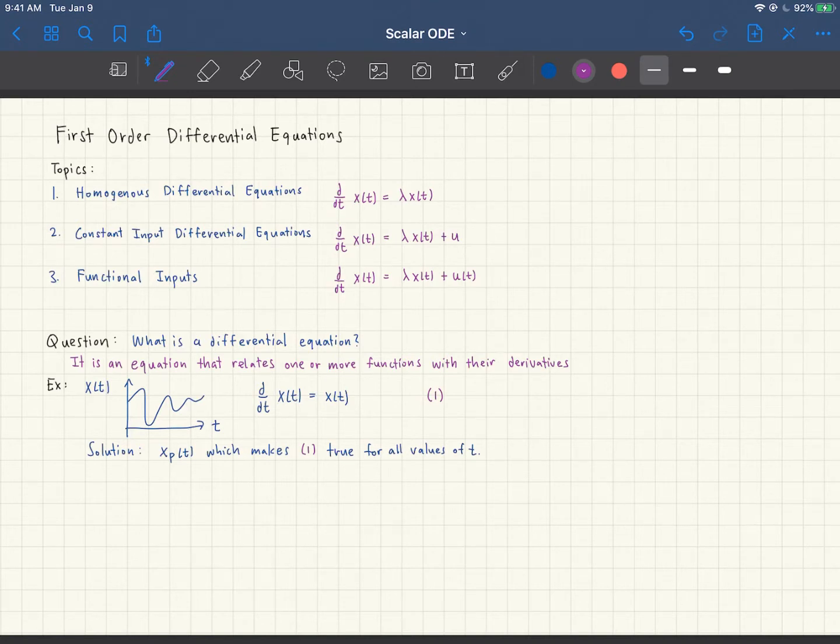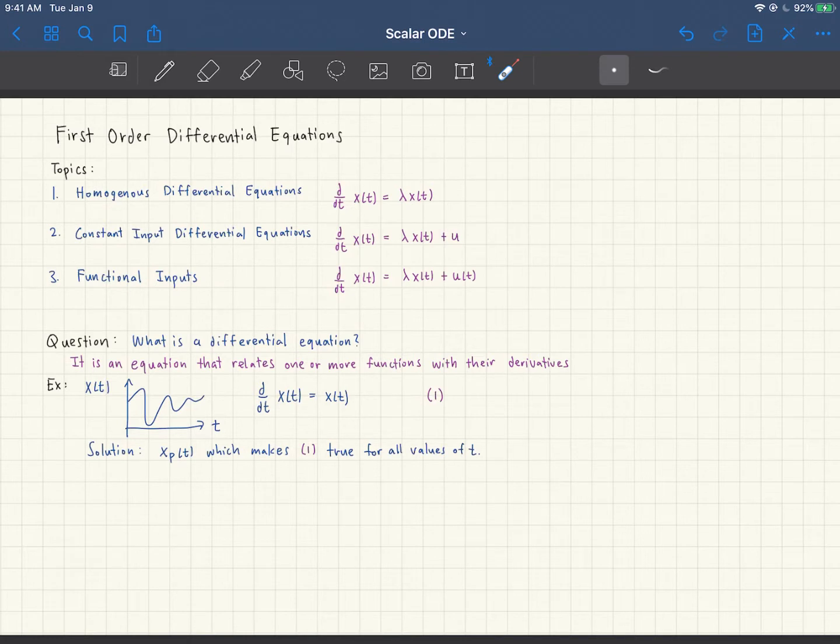In this series of videos, we're going to be going over first-order differential equations. So some topics we're going to be going over today are homogeneous differential equations, so things of the form dx/dt is equal to lambda x of t, constant input differential equations, so things of the form dx/dt is equal to lambda x of t plus a constant u, and functional input differential equations, which are equations of the form dx/dt is equal to lambda x of t plus u of t.